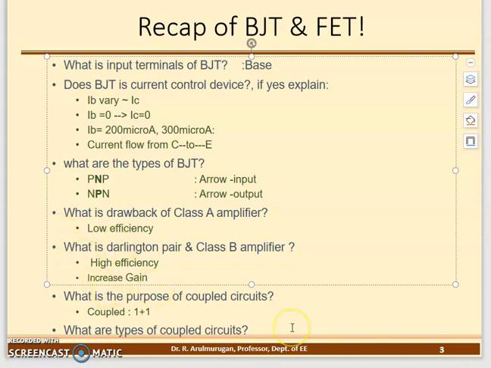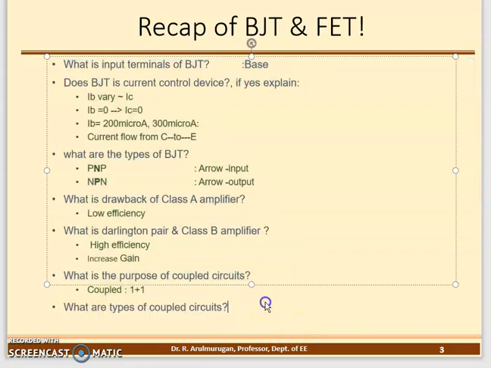Then, the last question: what are the different types of coupled circuits? Direct coupled, RC coupled, and transformer coupled, where you couple through a transformer. This is coupling one stage to another.